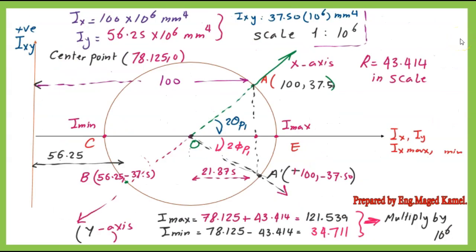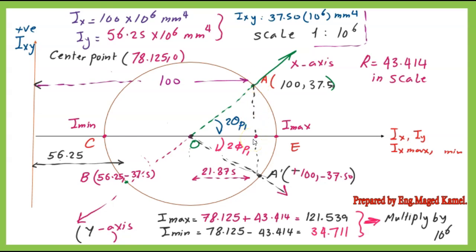These are the step-by-step procedures to construct Mohr's circle of inertia. Number 1, draw a horizontal axis representing Ix, Iy, Imax, I minimum. Number 2, draw a vertical axis representing Ixy in the upward position where Ixy is positive. Number 3, locate the point which has a coordinate of Ix, Ixy. Point A is drawn at the right side and with Ixy upward.